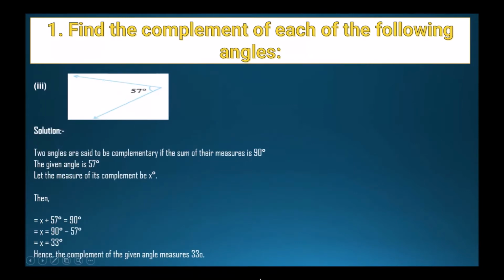We have to find the complement of 57 degree. Two angles are said to be complement if the sum of their measure is 90 degree. So the complement of 57 degree is x plus 57 degree equals 90. So x equals 90 minus 57 degree, x equals 33 degree. So the complement of the given angle measure is 33 degree. You just have to simply remember, complement means you have to subtract the given angle from 90.